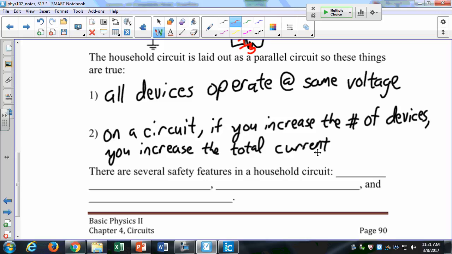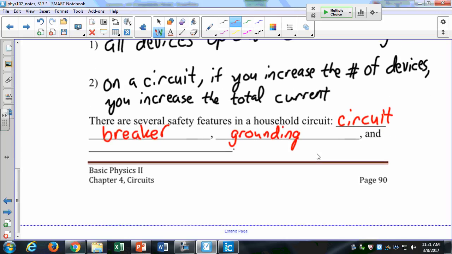The first is the circuit breaker, which you're probably familiar with. Or you might have a fuse box. We sort of have a hybrid circuit fuse box in our home, but it's pretty old. The next is the grounding of your home. If your home is, I don't know, less than 50 years old, then it's grounded. And the GFCI, the ground fault circuit interrupt. I'll write that out for you later.